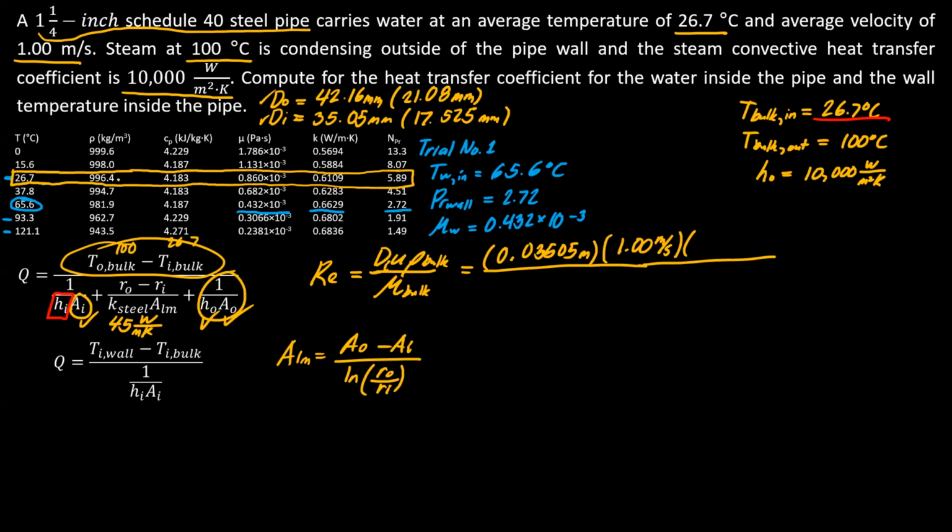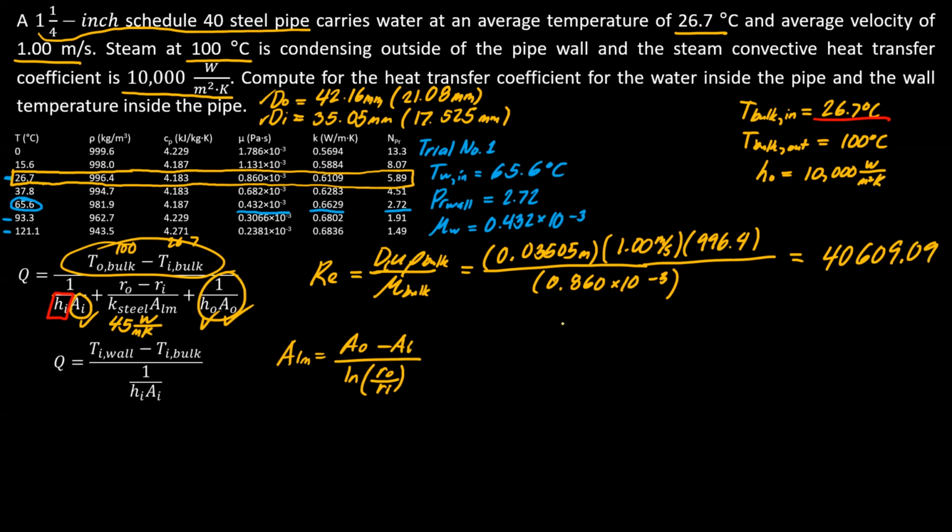So this is 996.4, and 0.860 times 10 raised to negative 3. There you go. We are at the turbulent region.